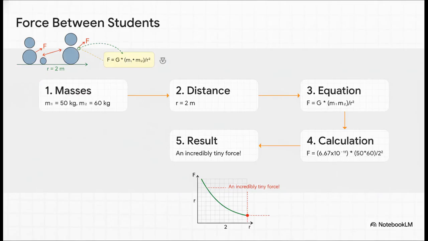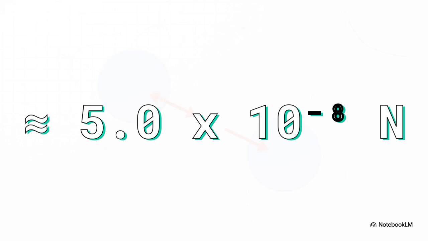All right, let's do a full calculation. Let's find the actual gravitational force between two students. We'll say one is 50 kilograms, the other is 60, and they're sitting 2 meters apart. Now all we gotta do is plug these numbers into Newton's equation. And the result is about 5 times 10 to the negative 8 newtons. That's a decimal point followed by 7 zeros, then a 5. It is such a mind-bogglingly small force that it's completely unnoticeable, totally overwhelmed by everything else. This right here is the definitive proof of why we only feel gravity from something gigantic like a planet.